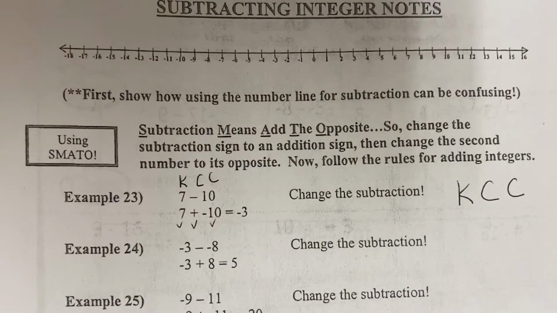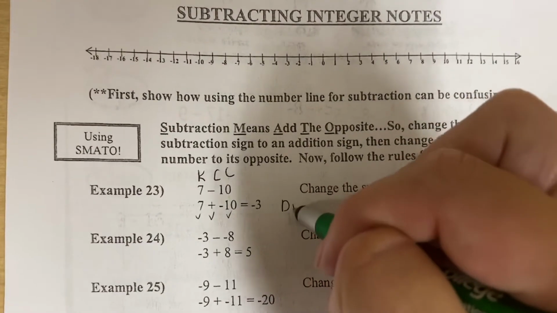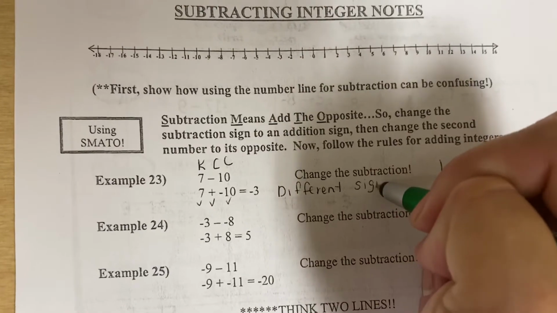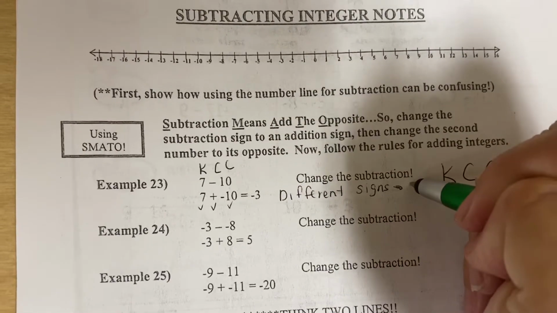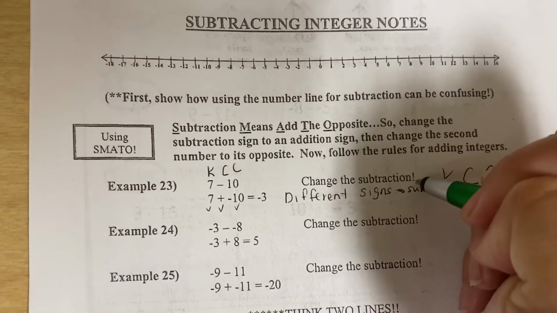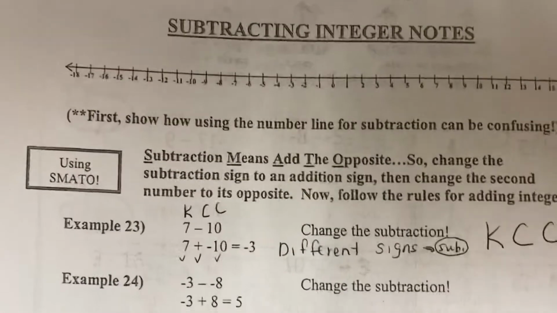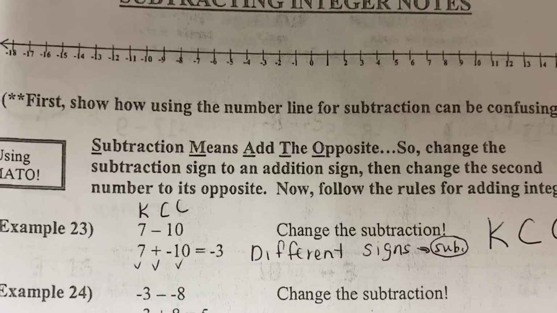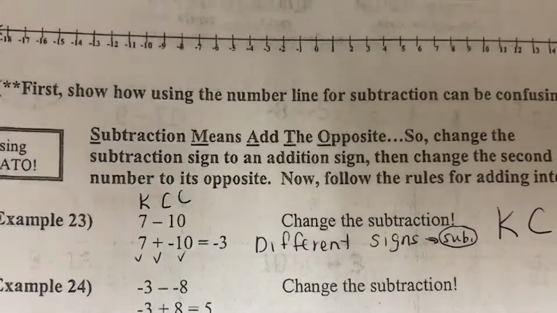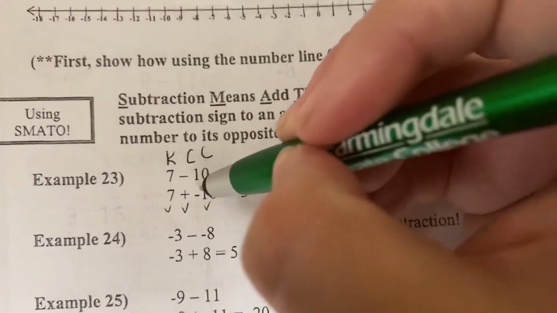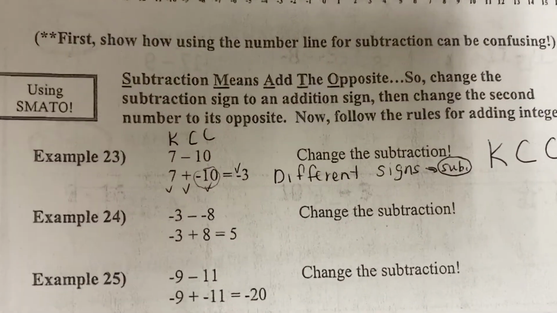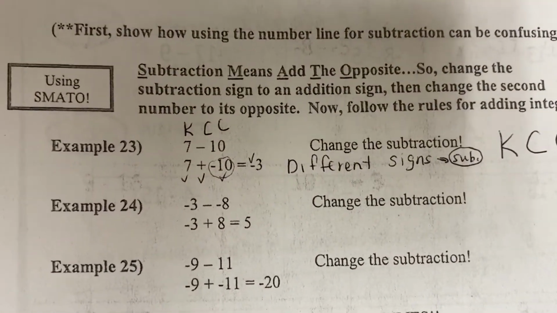Our adding integer rules say when they are different signs, this is what you're going to write: different signs equals sub. I'm going to write sub instead of subtraction, just a little note. So sub means to subtract. So 10 minus 7 is 3, and then we circle the larger number, which is a negative, and we get a negative 3.